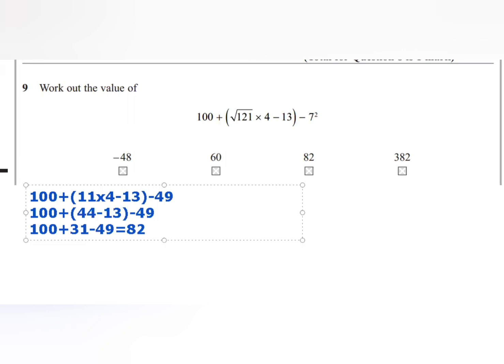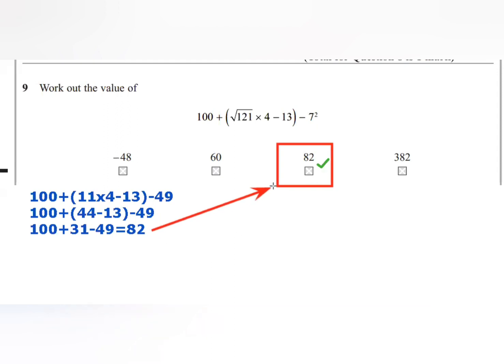And this is how you answer a question like this. You have to follow the steps, and then they will lead you to the final answer. Now, let's move on to the next question.